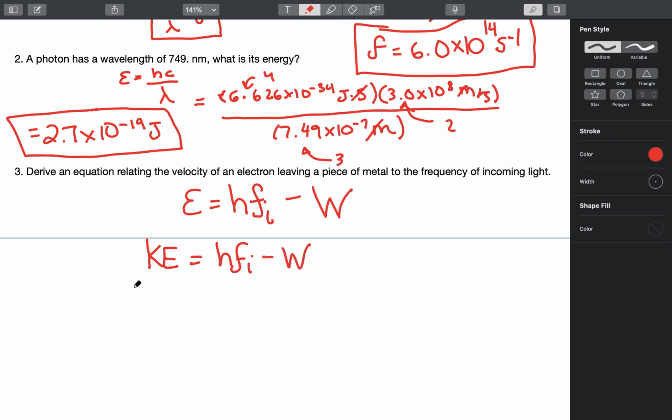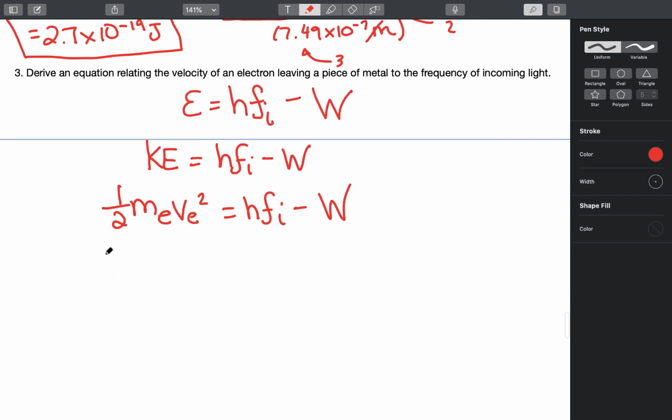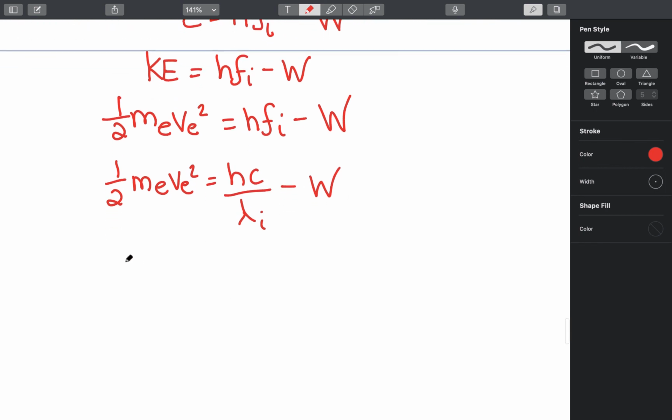And we know that the kinetic energy is equal to 1/2 the mass of the electron times the velocity of the electron squared, equal to hf minus W. However, we can rewrite this as hc over lambda, because f is equal to c over lambda. So 1/2 m_e v_e squared is equal to hc over lambda minus W. Now all we've got to do is solve for v. So you do some algebra.